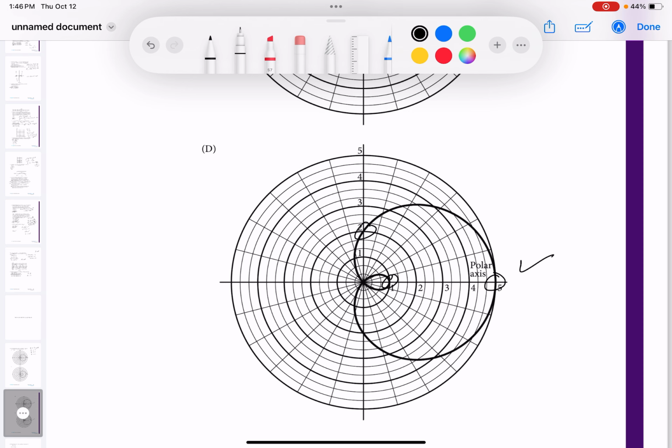Now, what's happening to this graph over here? Let me get my pen out. It's going like this over here. And then it's doing something like this over here. So D is the correct answer. So I'm going to circle the D now. Right, D is the correct answer.